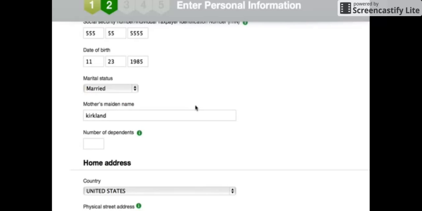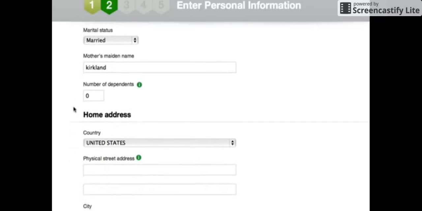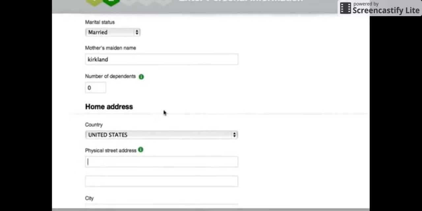You can put in how many kids you have: 0, 1, 2, 3, whatever. Again, that should match what you show on your taxes. Then your address. You're going to want to put that in, and of course make that very accurate.